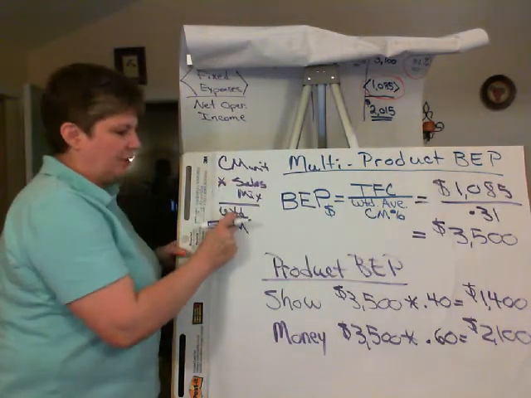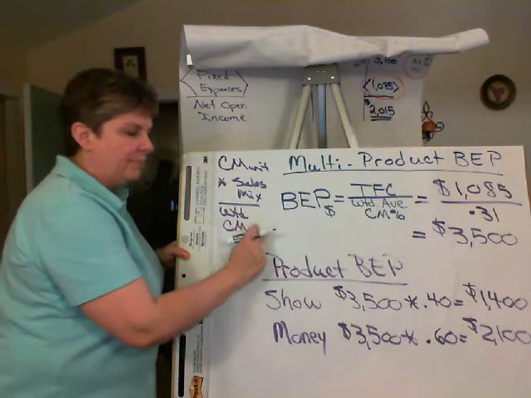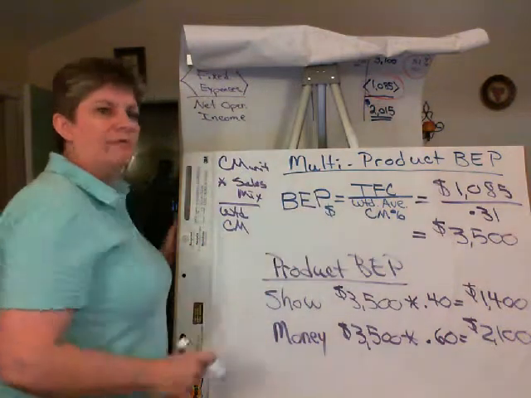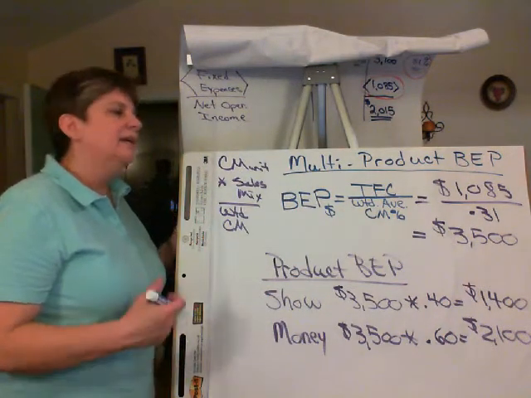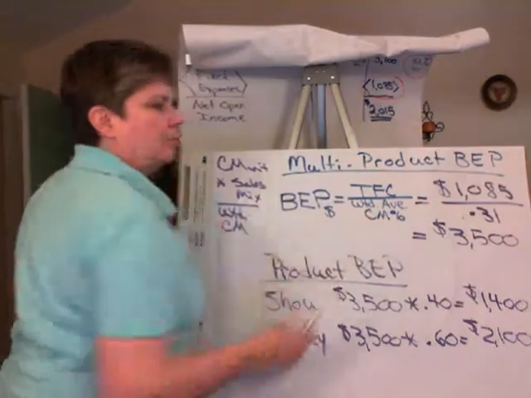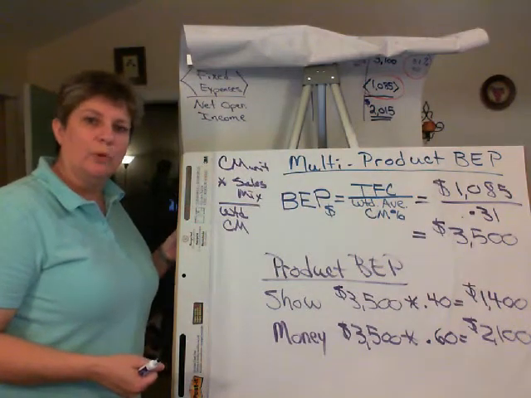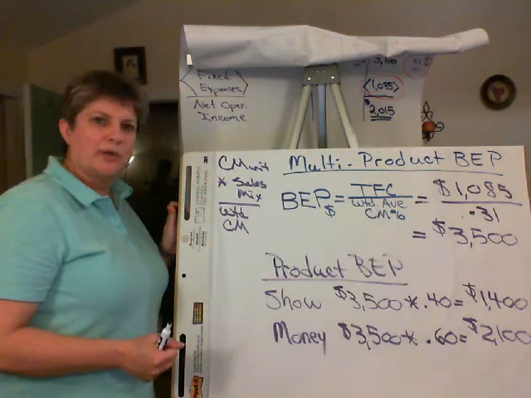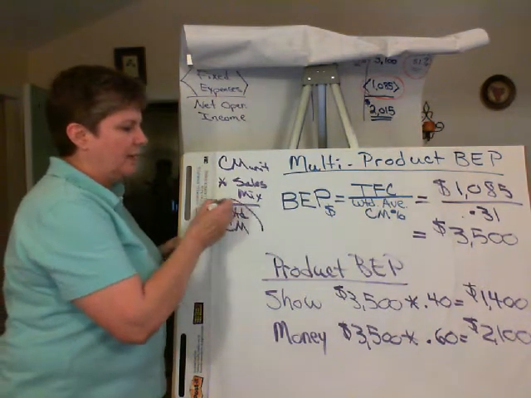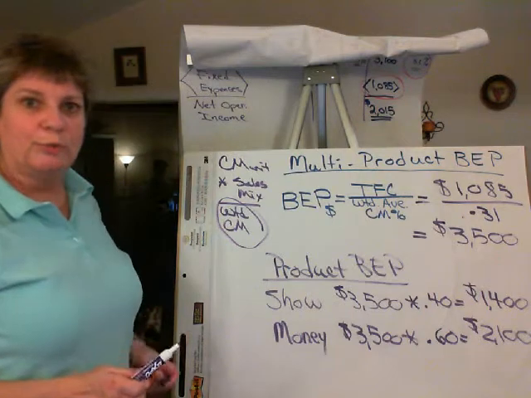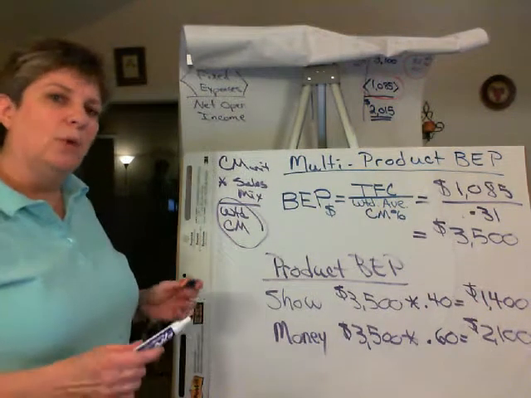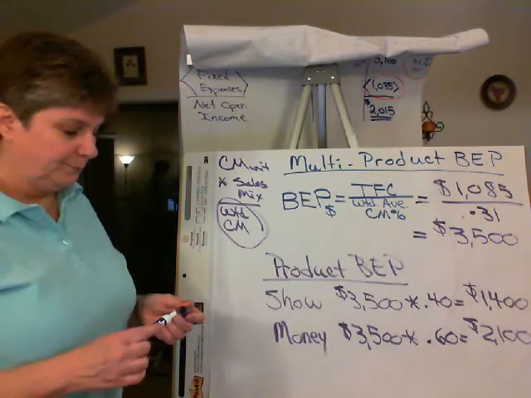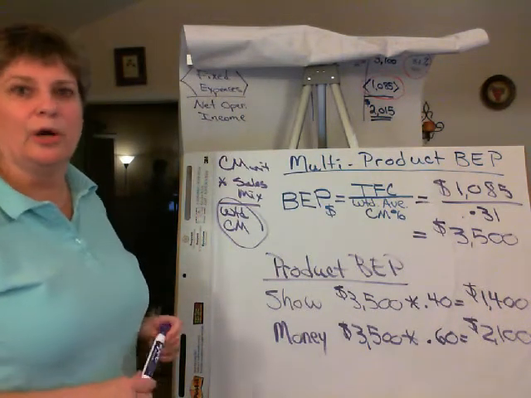And then you'd do this for Show, and do the same thing for Money, and then add the two together to get the weighted average contribution margin per unit. And then you'd plug that weighted average contribution margin per unit into your break-even point formula and do the same type of calculations. So it's pretty straightforward. Just remember that you need a weighted contribution margin for all products, and the weight is based on their proportion of total sales. And that is multi-product break-even point.